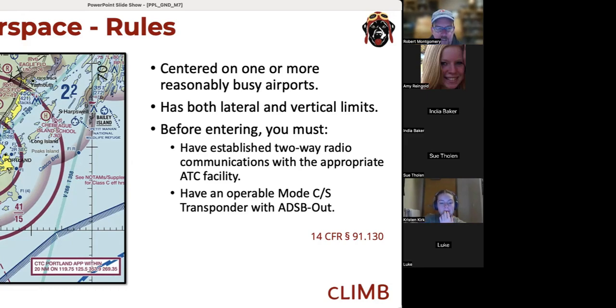So if I look at this little setup, it's centered on one or more airports. It has both lateral and vertical limits. Before you enter the airspace, you are required to have established two-way radio communications, and you have to have an operable Mode C or Mode S transponder, and you have to have ADS-B out. So it's kind of similar in some ways to Boston, except in this case, you don't need it as you're approaching the airspace. You only need it if you're in the airspace or above the airspace. You can go below the airspace without a transponder.